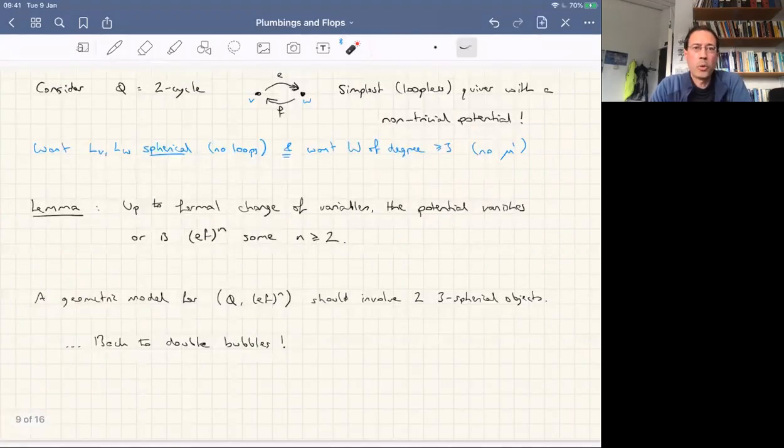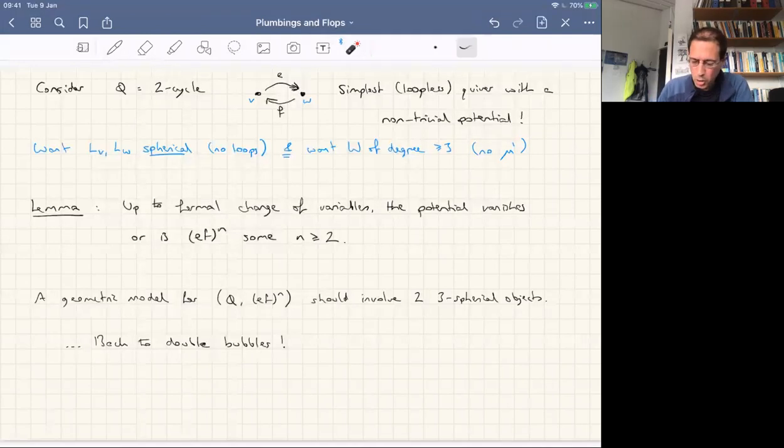Okay, so from this point of view, the simplest quiver which admits an interesting potential is the oriented 2-cycle. This is the simplest loopless quiver in which you can actually form a cycle of arrows. So if you were looking for a geometric picture for this, what should you do? Well, you should have 2 vertices, which means you should have 2 3-spherical objects. And that should remind you of these symplectic manifolds that we were talking about a little while ago.